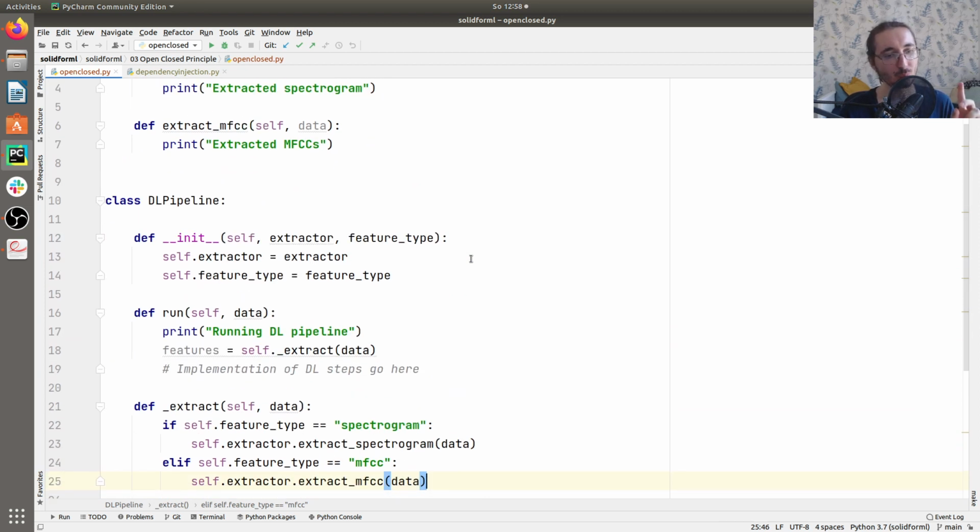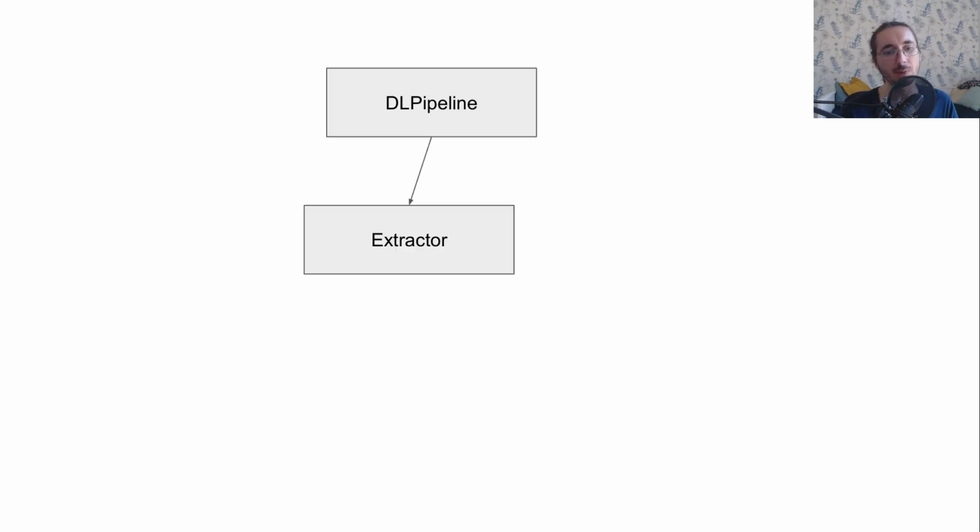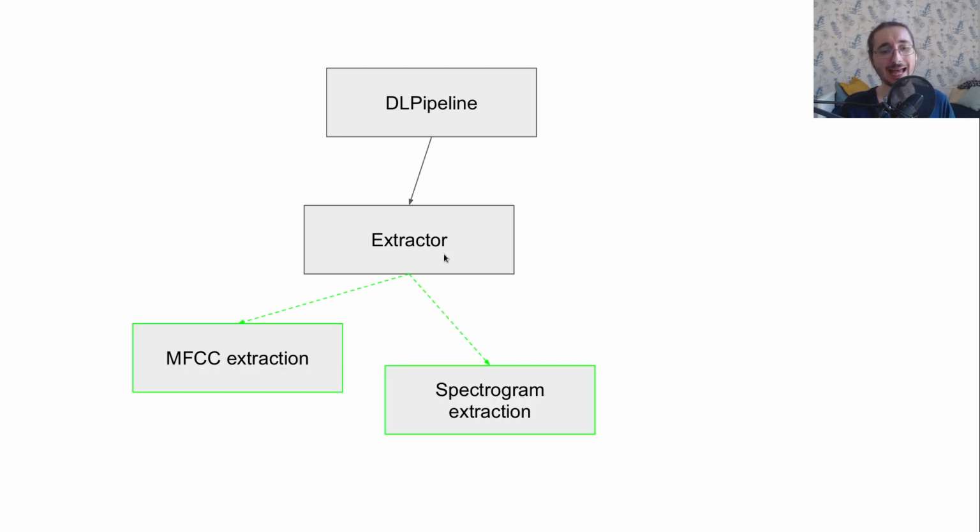And now we'll see why this is the case by switching to the design of this example. So here we have the design. We have the DL pipeline class that owns an extractor instance. The owning relationship is indicated through this arrow. So DL pipeline owns an extractor. Now, extractor has a couple of methods. One is, of course, extract MFCC. The other one is extract spectrogram.